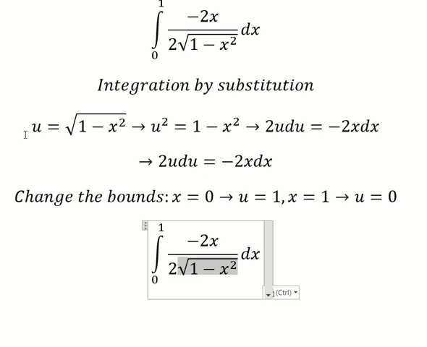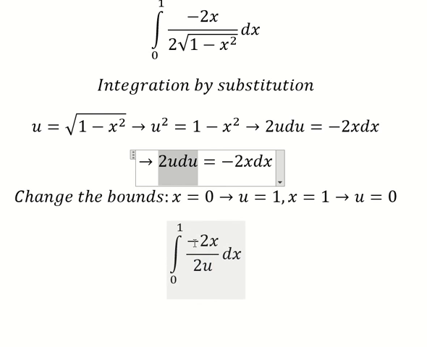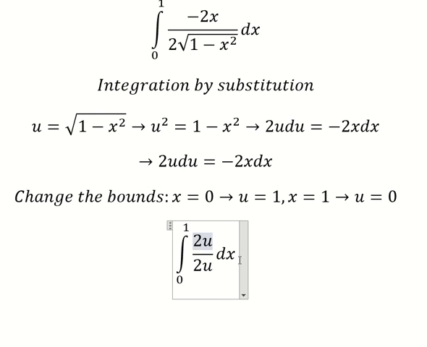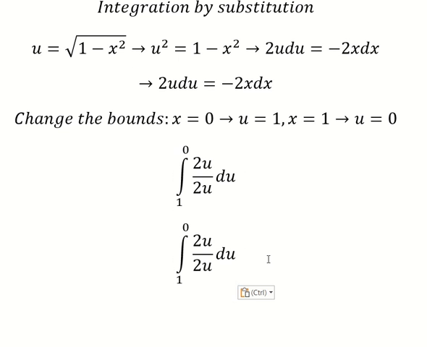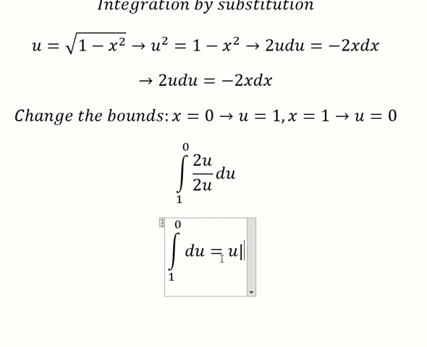Now this one we change for u. Negative 2s, the s we change for this one. So 0 we change for number 1. Number 1 we change for number 0. And this one we have number 1. So we have the u and the bounds from number 1 to number 0.